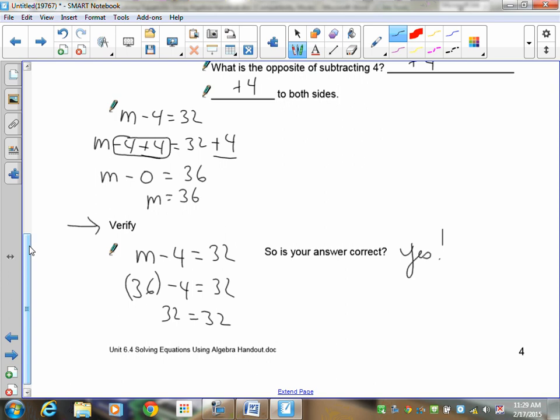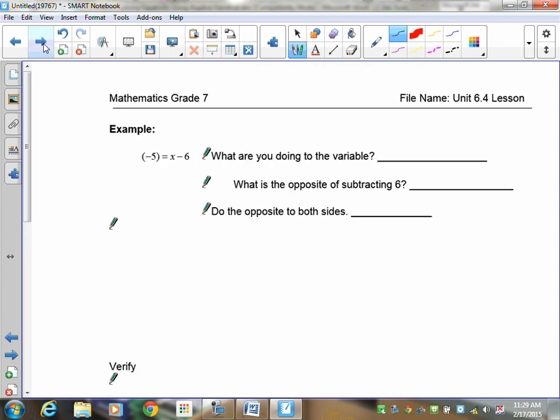Turn the page. Negative 5 is the result of a number decreased by 6. So what am I doing here? I'm going to decrease a number by 6, so I'm taking away 6. What's the opposite of taking away 6? I'm going to add 6, so I have to make sure I add 6 to both sides.